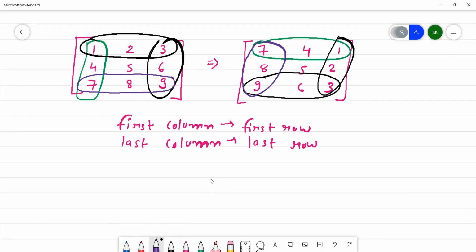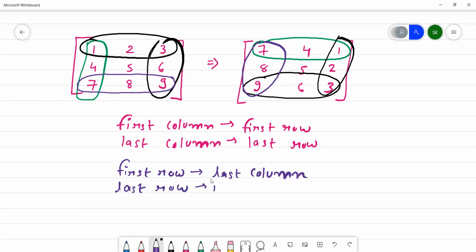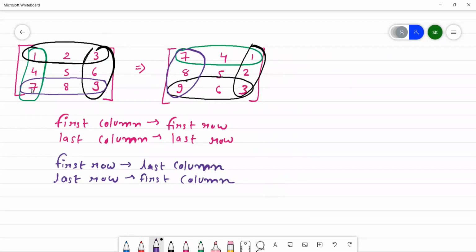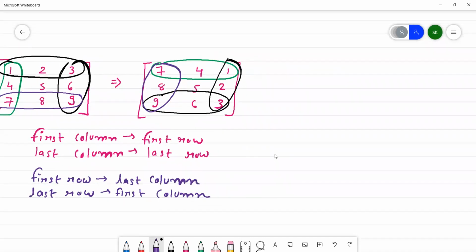In case of rows, you can see that the first row is changing to last column and the last row is changing to first column, correct? You can clearly see that it is a kind of cycle being followed, like the numbers are being transferred from one place to another. Able to get this?